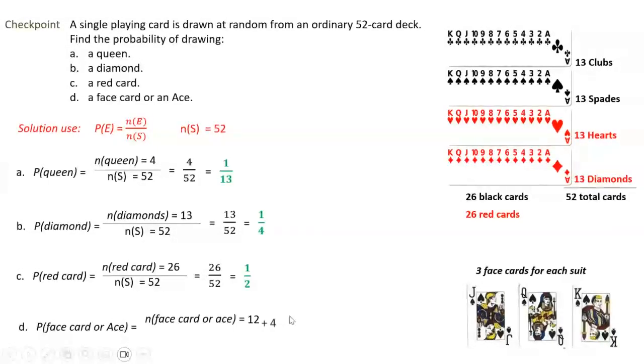So it will be 12 plus 4 over the sample space, which is 52. The result will be 16 over 52. When we reduce it, it'll be 4 over 13. So the probability that you're going to draw a face card or an ace is 4 over 13.